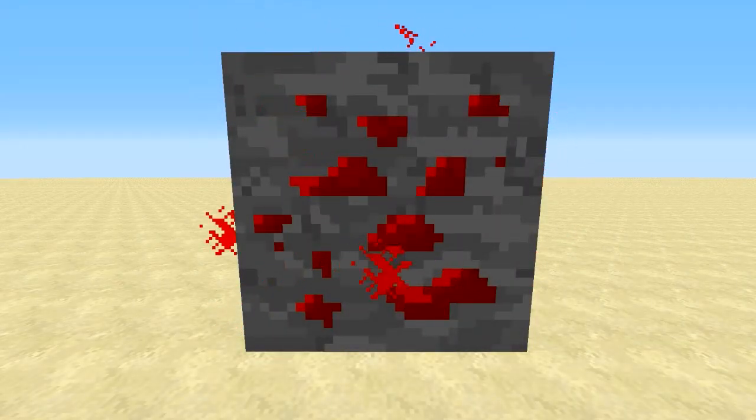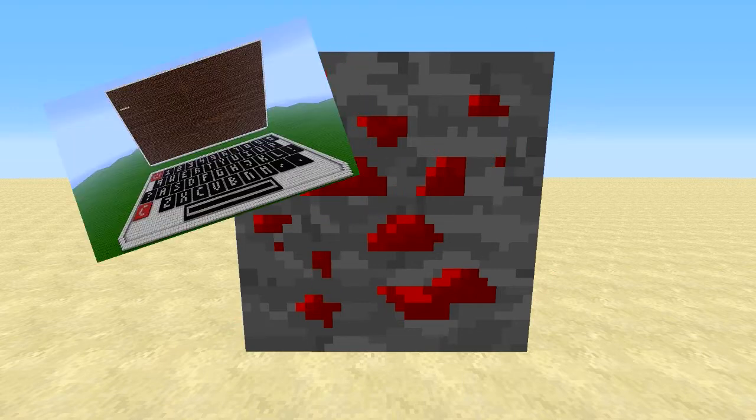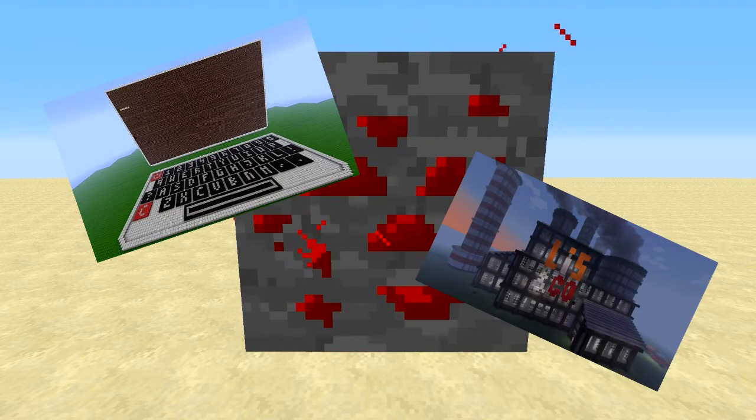Redstone is the Minecraft equivalent of electricity. It can be used to create amazing inventions such as working computers or factories once you know the basics. Fortunately, these are easy to learn.